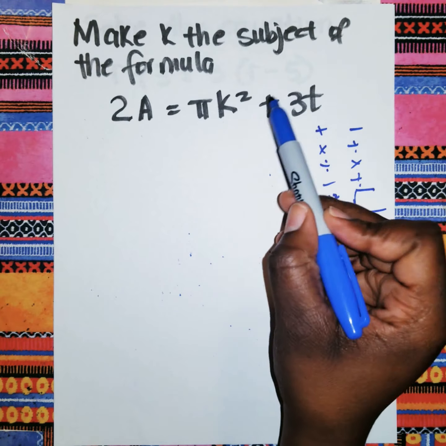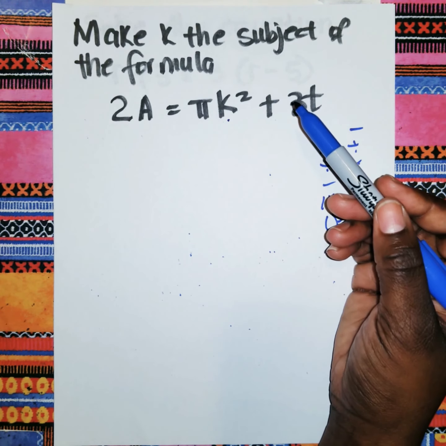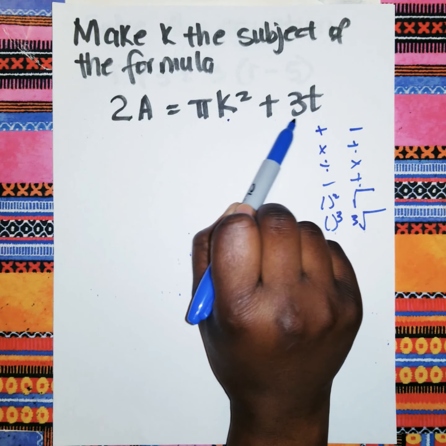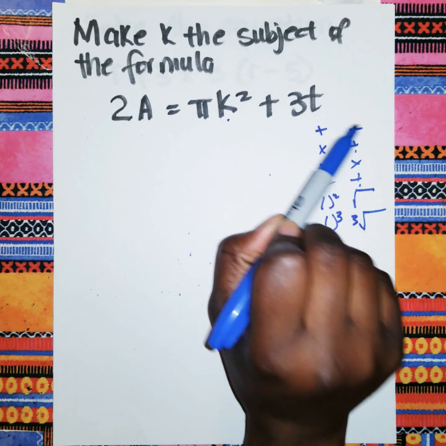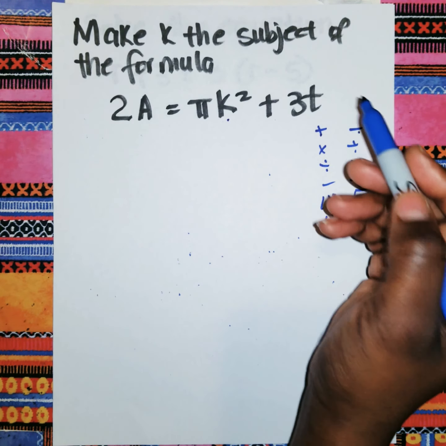So from here we need to solve for k, and k is right here beside the k square multiplied by the pi. So the first thing we need to do is try to eliminate the 3t here, and since this is adding, we need to subtract 3t from both sides.